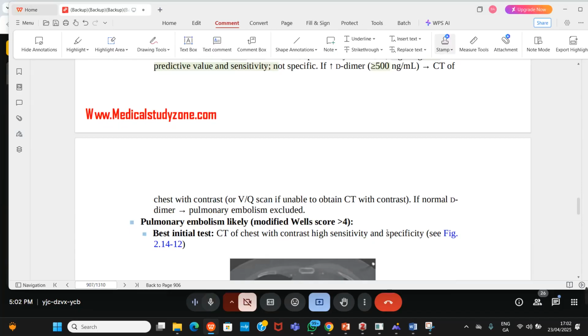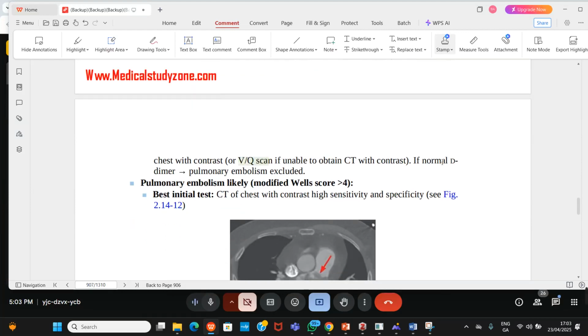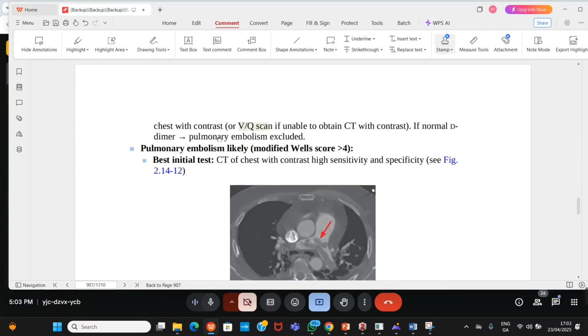That's the meaning. It has a high negative predictive value. So if you get a D-dimer of more than 500. If the value is not more than or equal to 500, don't think about a PE or DVT. Cancel that test. Cancel your diagnosis of PE or DVT immediately. It has a very high negative predictive value.